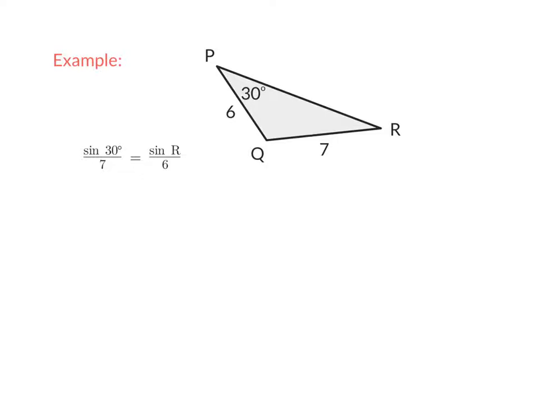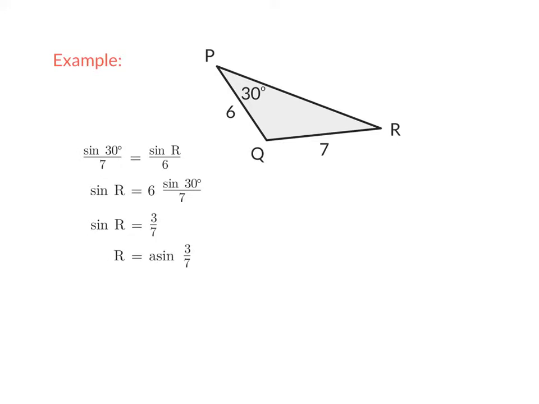Then, if I multiply both sides of my equation by 6, I'll get sine of R is equal to 6 times the sine of 30 degrees divided by 7. Now, if you crank out the numbers, you'll see that the sine of 30 degrees is equal to 1/2. And if you plug that in, you end up with sine of R is equal to 3/7. Now, if you use the inverse trig function, you can get that angle R is equal to the inverse sine of 3/7.